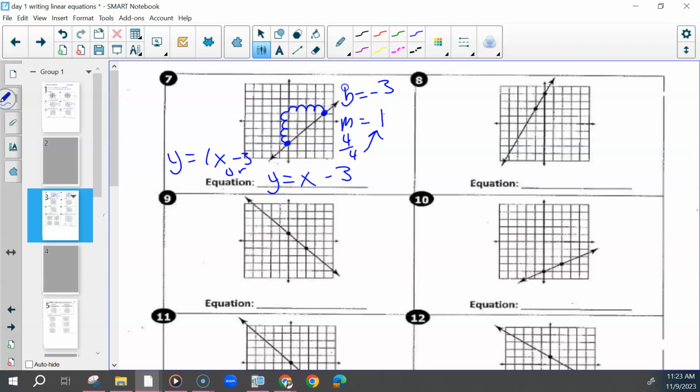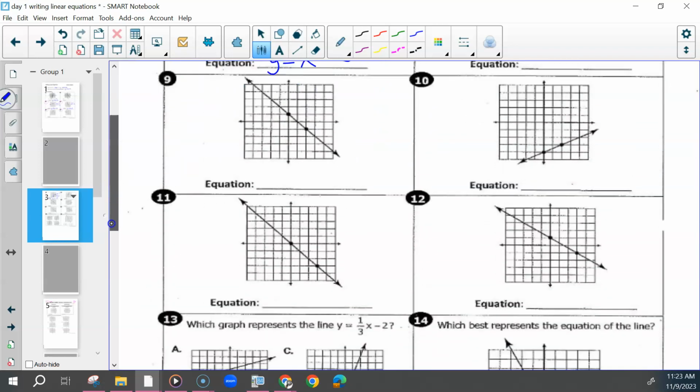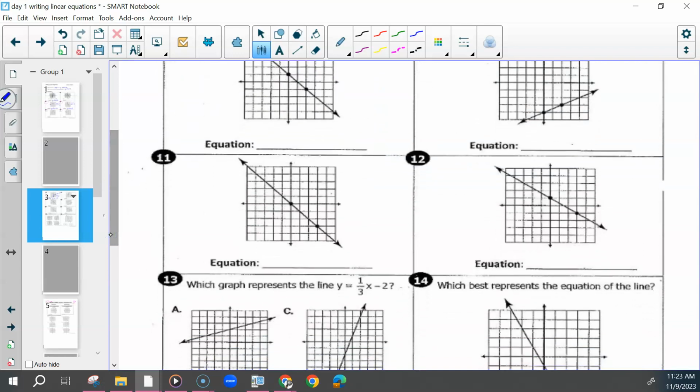Let's do 11. What is the y-intercept? 0. What is the slope? -1. So you could write this a bunch of different ways. Tell me one way to write it. You could write it as y equals negative x, y equals negative 1x, y equals negative x plus 0, y equals negative 1x plus 0. You don't need to write all 4 of those, just pick one. But all of those are acceptable.